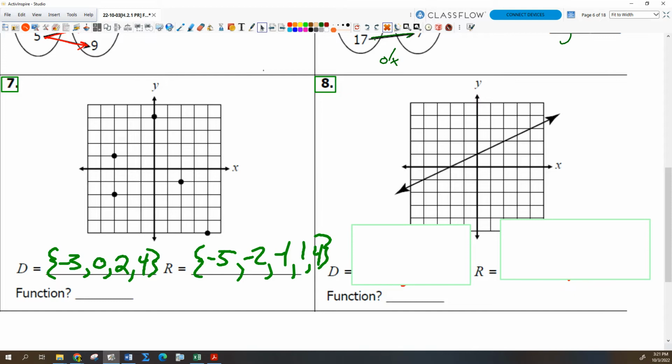right? Is this one a function? Thumbs up or down, everybody. Thumbs down. Okay, good. You see it, right? Because there are 2 points that line up vertically. No, it's not a function.